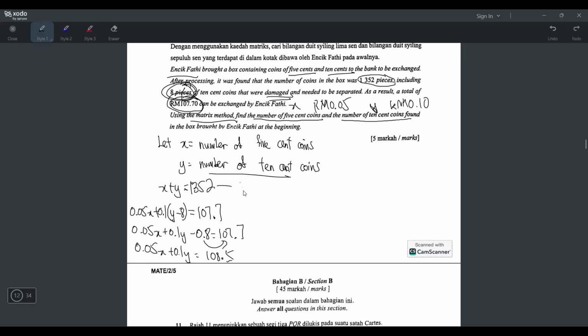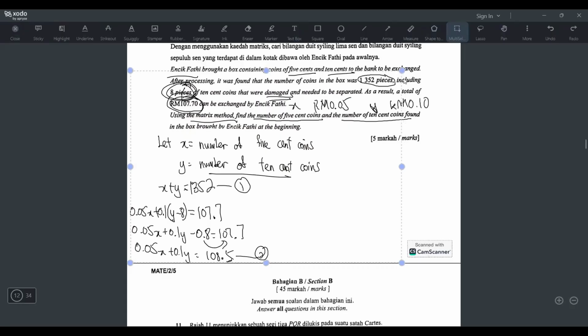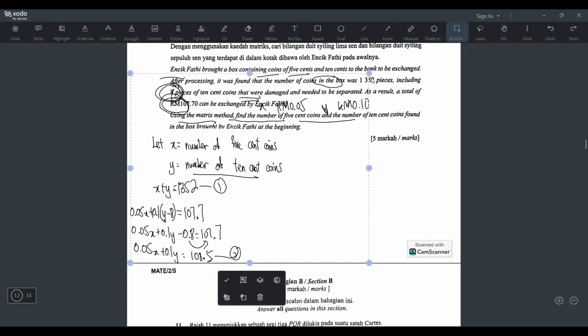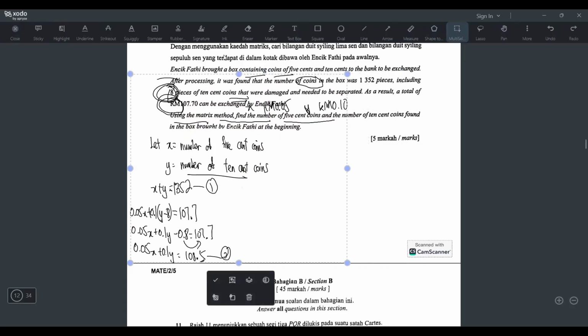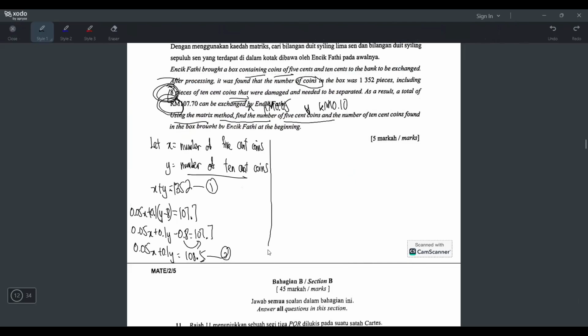Okay, now we have my equation 1 and my equation 2, right? So now we can solve using the matrix method. Okay, I need more space. So let me do this. Okay, so now what we do is I will separate here. I will continue my working here. So now they say using matrix method, so we cannot use substitution or elimination. We have to use the matrix method. First step is to write down in matrix form first.